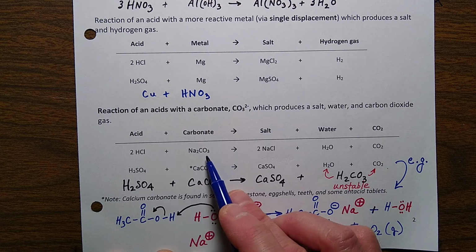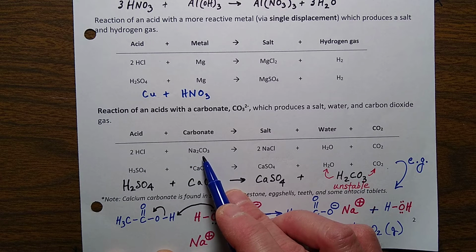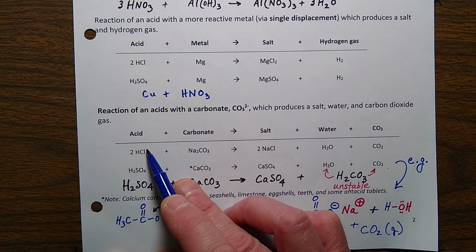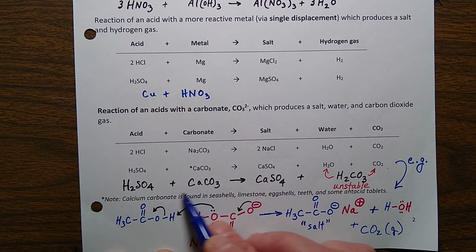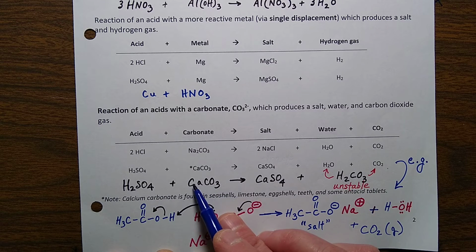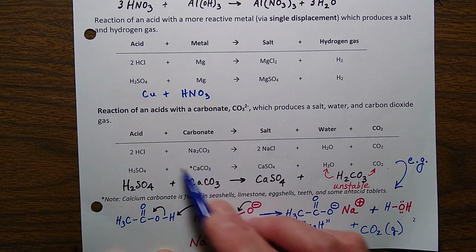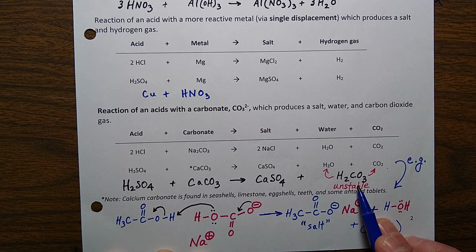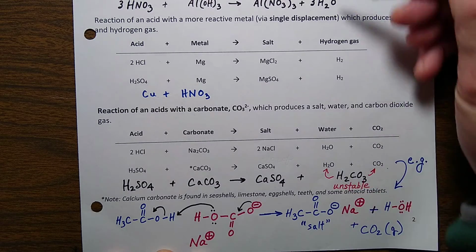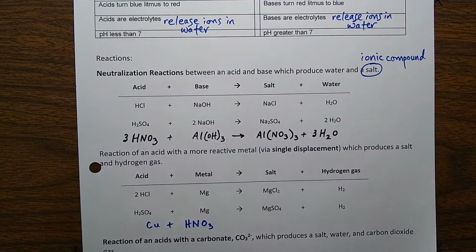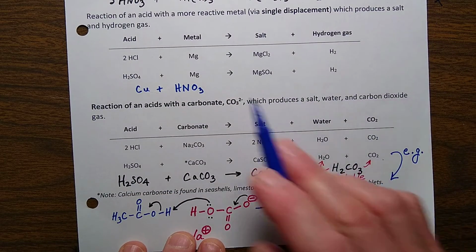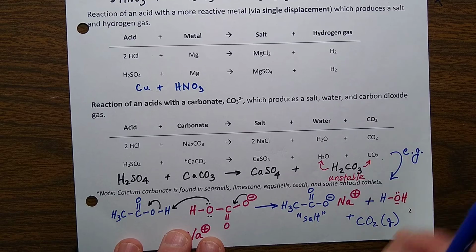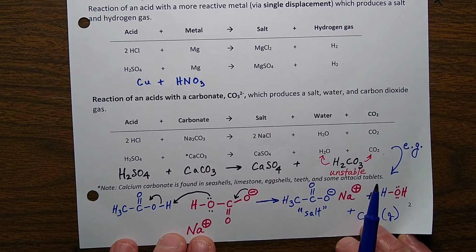But in any case, the other product is going to be your salt. So this would give you sodium chloride. This would give you calcium sulfate. This reaction here, sulfuric acid and calcium carbonate, would give you calcium sulfate and water and carbonic acid. But you're also generating water. You see in most acid-base reactions, you generate water as a byproduct, but not in all of them.